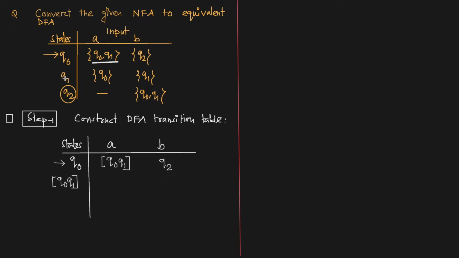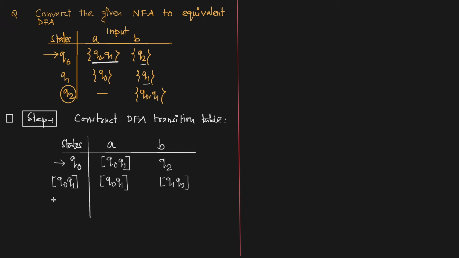Okay, so next, Q0 Q1 on A. Q0 corresponds to Q0 Q1, and Q1 corresponds to Q0. Taking their union, Q0 Q1 and Q0, we get Q0 Q1. Next, Q0 Q1 on B. Q0 corresponds to Q2 and Q1 corresponds to Q1. Their union gives Q1 Q2. So this is our new state, Q1 Q2.